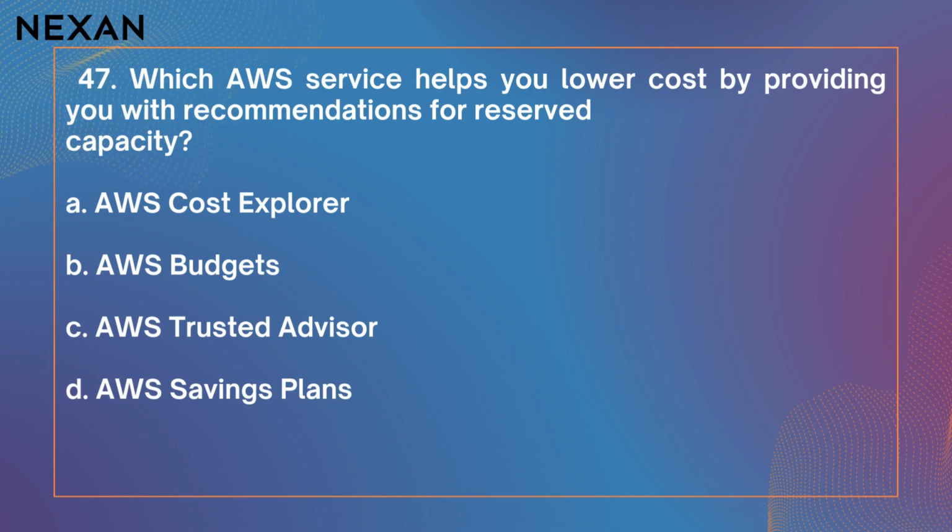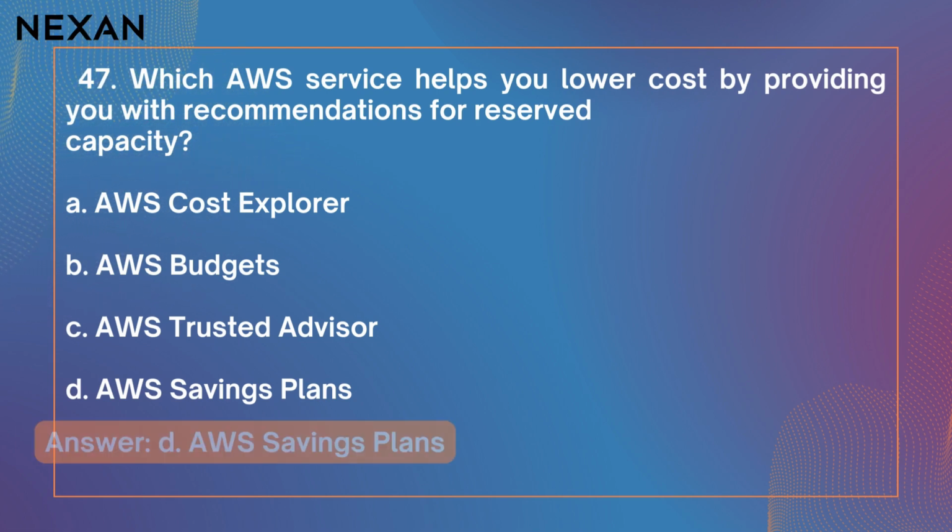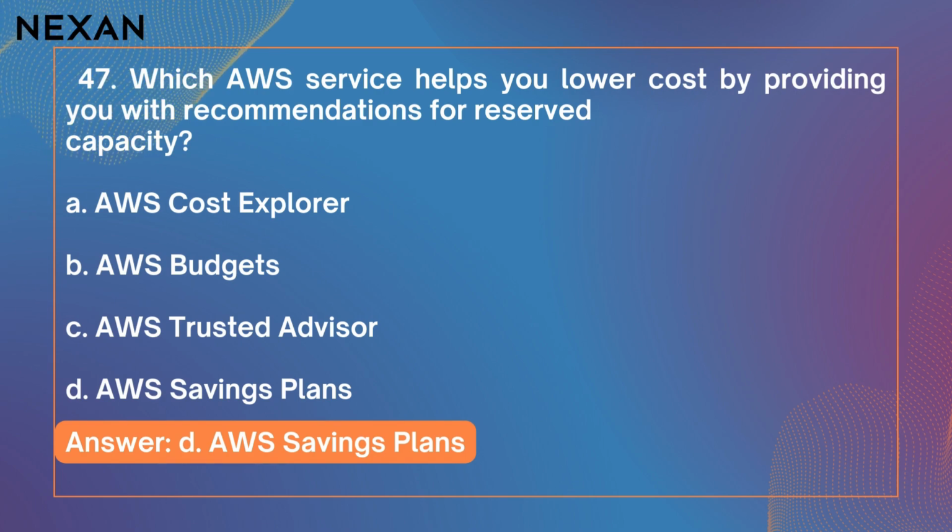47. Which AWS service helps you lower costs by providing you with recommendations for reserved capacity? A. AWS Cost Explorer. B. AWS Budgets. C. AWS Trusted Advisor. D. AWS Savings Plans. Answer: D. AWS Savings Plans.